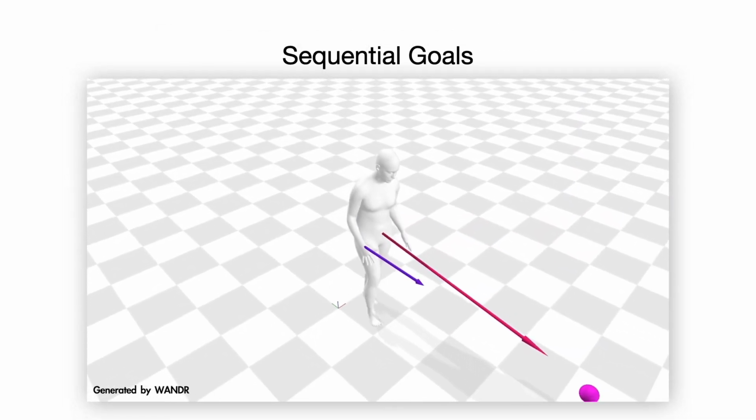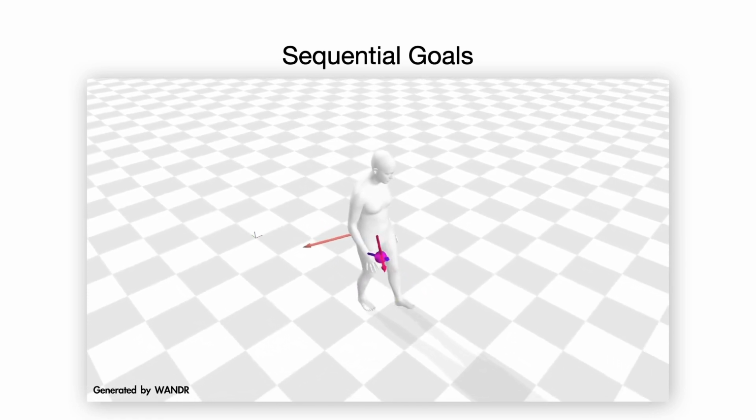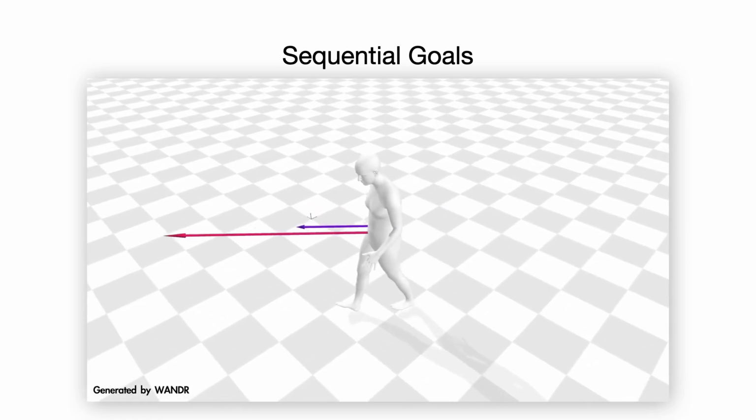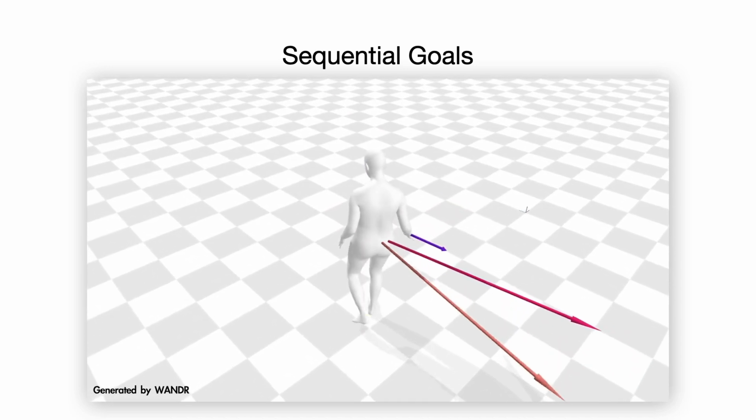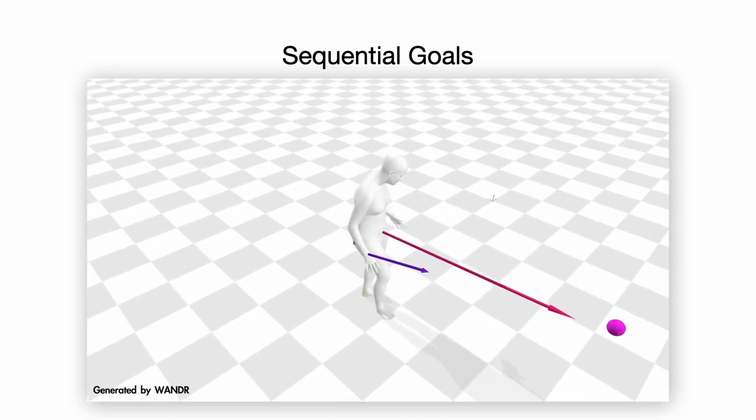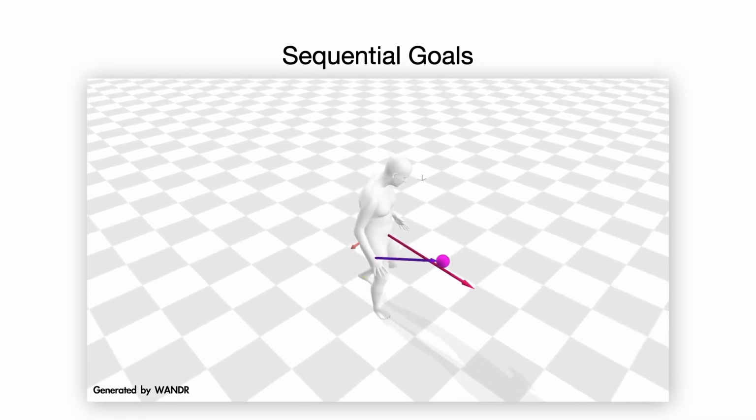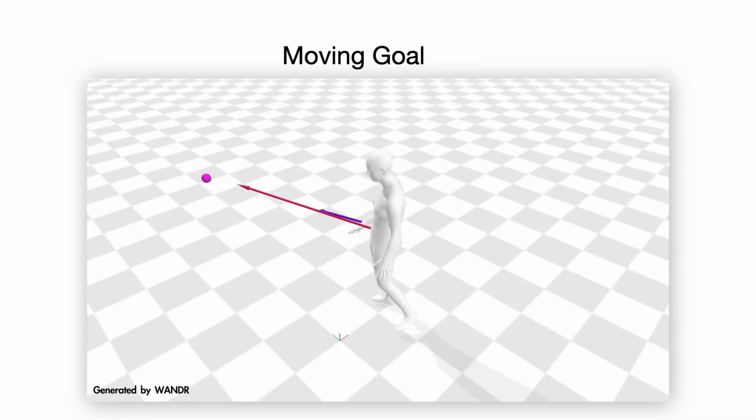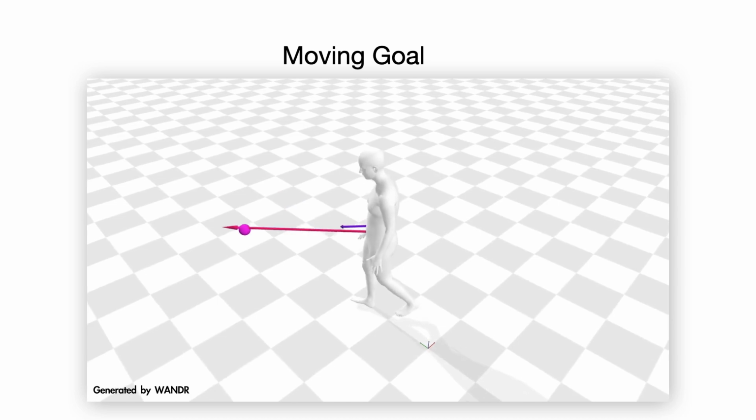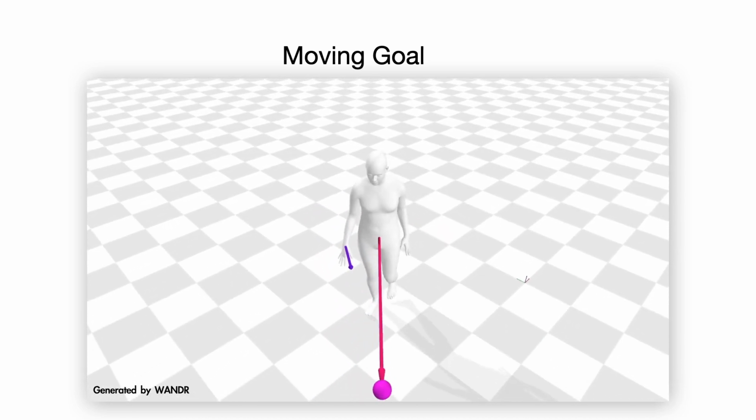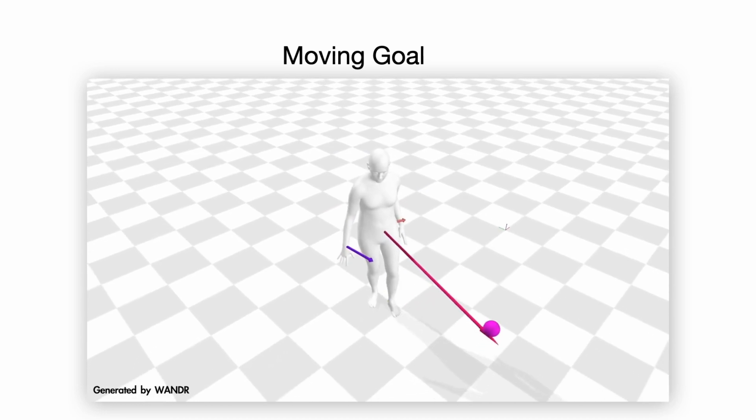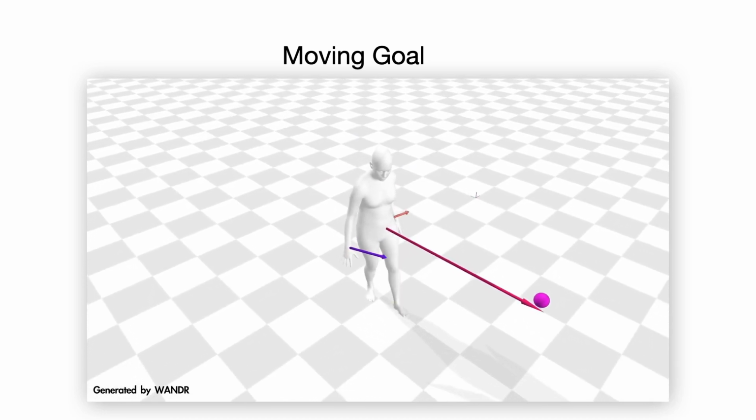Since intention features are computed during the generation of the motion, WANDR can also naturally adapt to cases where the goal changes dynamically. It is capable of reaching different goals sequentially, one after the other, and even go after moving goals. Notice how the orientation intention vector, here visualized as the orange vector, is dynamically orienting the human towards the goal.